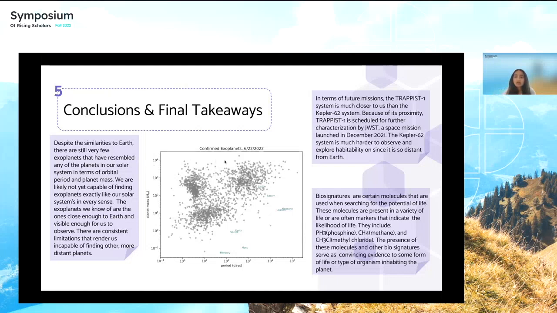Finally, biosignatures are certain molecules that are used when searching for the potential of life. These molecules are present in a variety of life or are often markers that indicate the likelihood of life. They include PH3 phosphine, CH4 methane, and CH3Cl methylchlorine. The presence of these molecules and other biosignatures serve as convincing evidence of some form of life or type of organism inhabiting the planet.